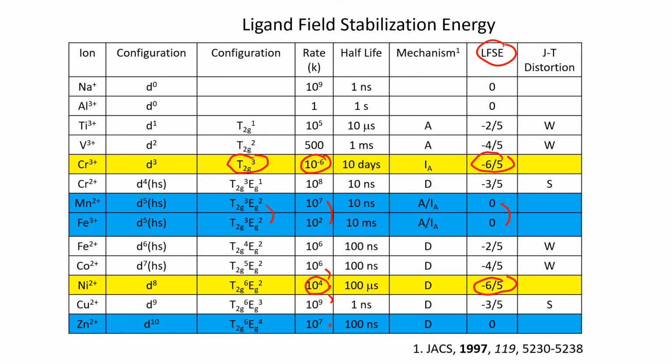It's not the fastest, right? 10 to the 9 here for copper was faster, but we saw that was because that one was strongly distorted. In fact, these complexes here are undistorted, as is the d10, right? And so those have no Jahn-Teller distortion helping them, but they do have this thermodynamic factor, the ligand field stabilization energy, which is speeding up their reaction.